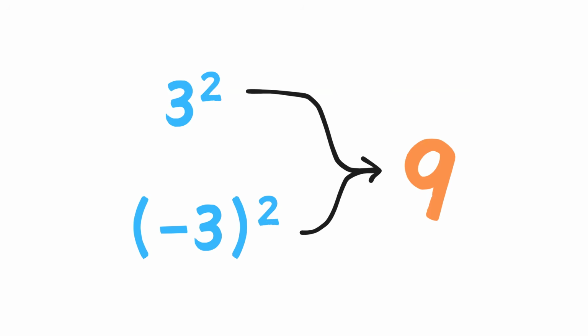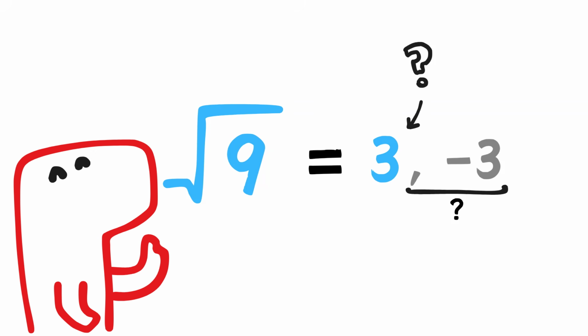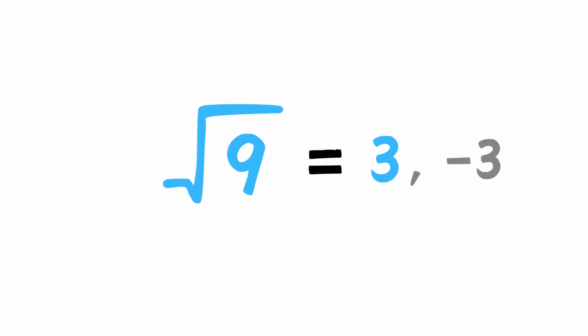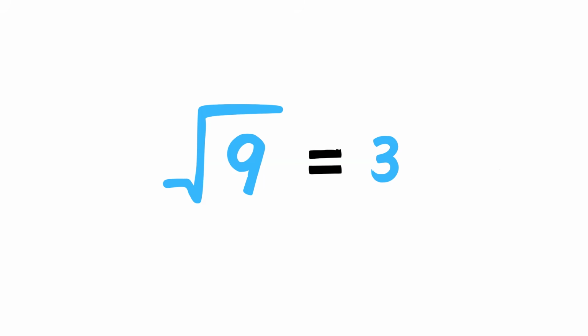If both 3 squared and negative 3 squared equal 9, why does the square root of 9 only equal 3? Most people say that's just a rule, but it's not that simple. In this video, I'll show you why we only take the positive root and when the negative root should also be used. It's all about definitions, graphs, and a little logic. So let's break it down.